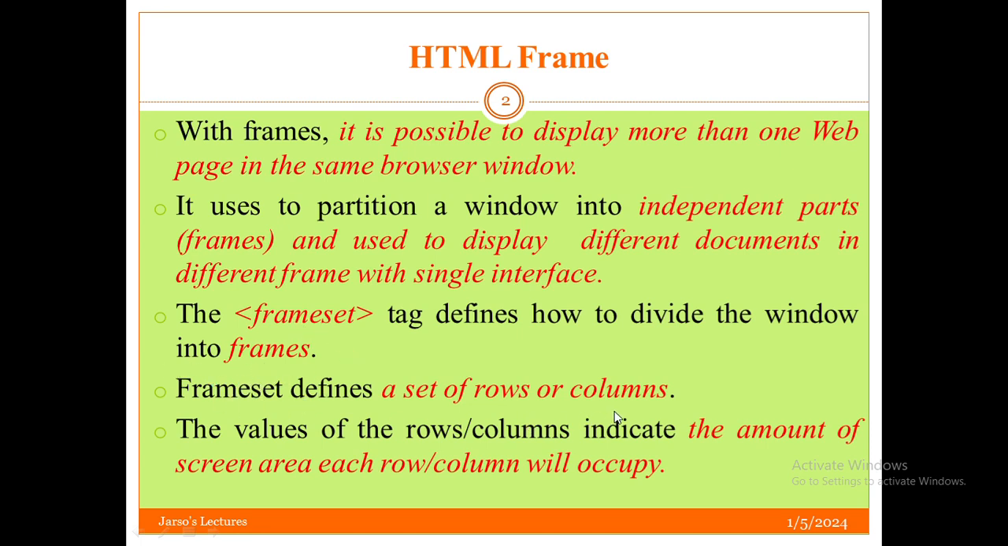Frameset defines sets of rows or columns. Actually, in frames, the computer screen or the browser window can be divided into either columns or rows. And then the values of rows or columns indicate the sizes. Here in Frameset, as its attribute, we use either rows or columns. Then its value indicates the amount of screen area which the row or column can occupy.